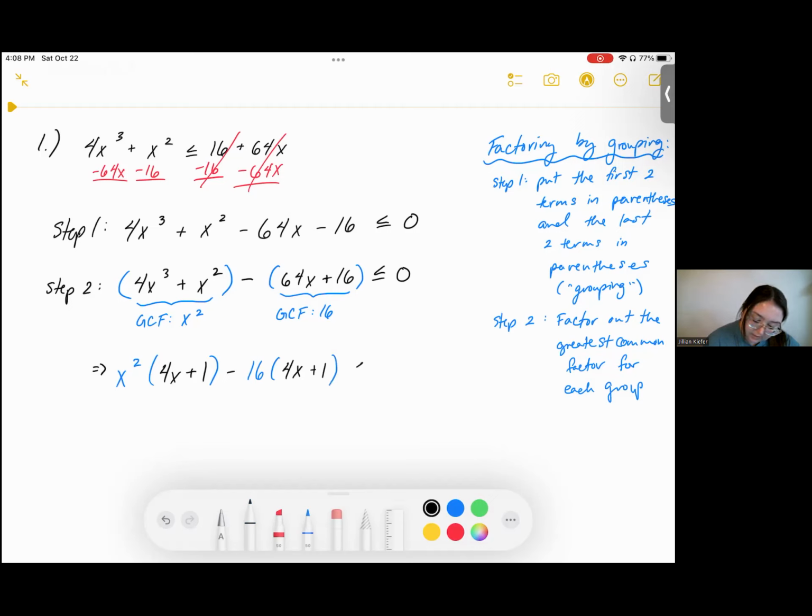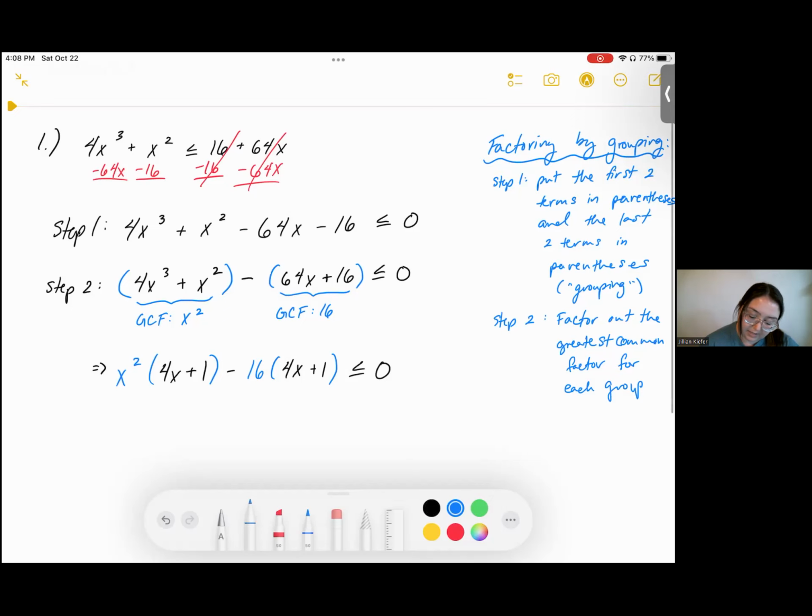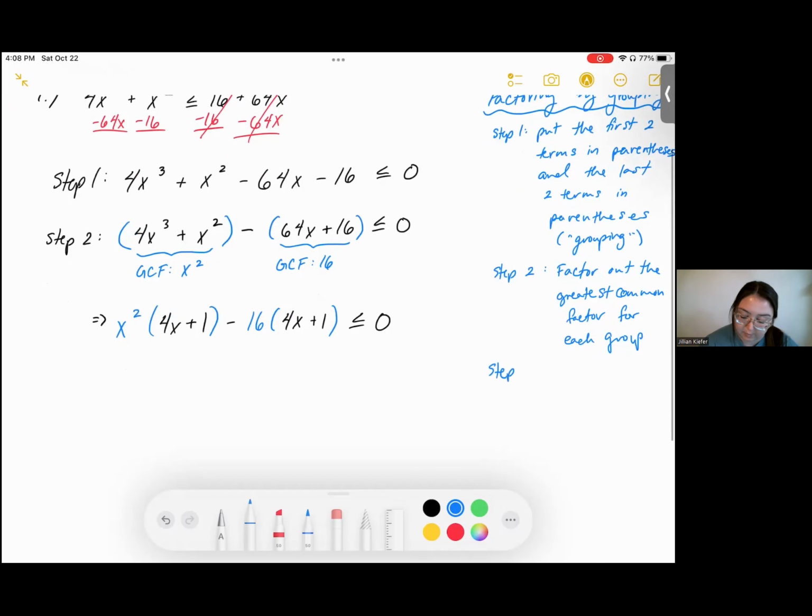And this whole thing is still less than or equal to 0. So we've got x squared times 4x plus 1 minus 16 times 4x plus 1. This is less than or equal to 0. So that was step 2. We factored out our greatest common factor in each group. Now our next step here is something that you may have realized already, is that if you have done this right, those two groups that are still written in black should be the same. If they're not the same, then you cannot do factoring by grouping. But as long as they're the same, this will work.